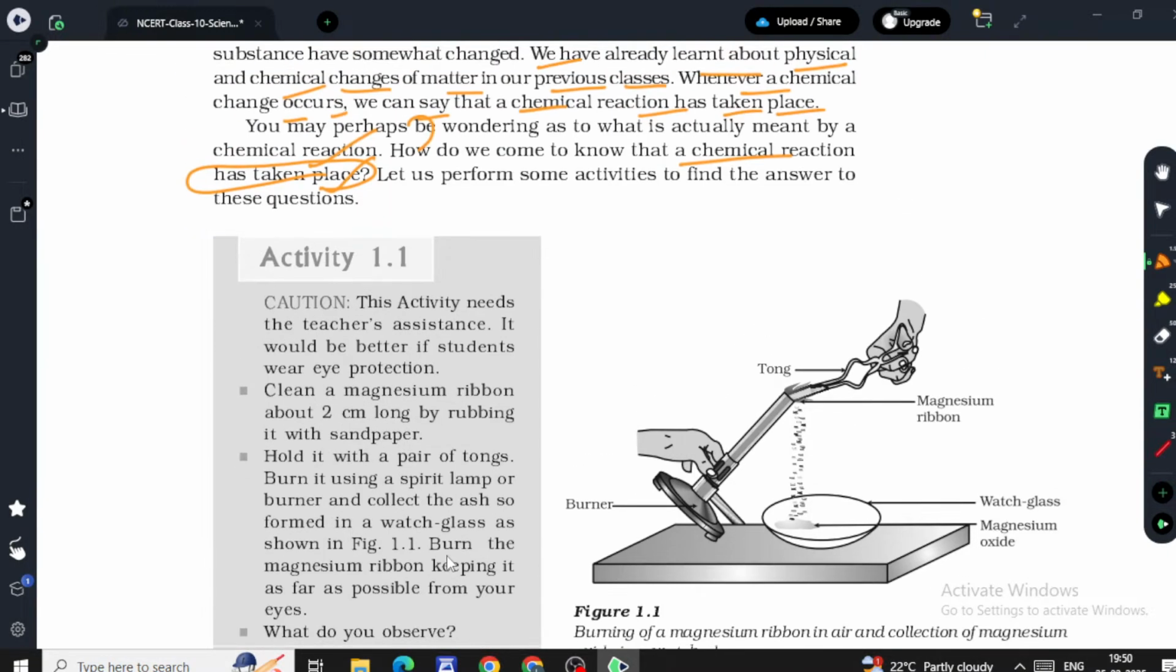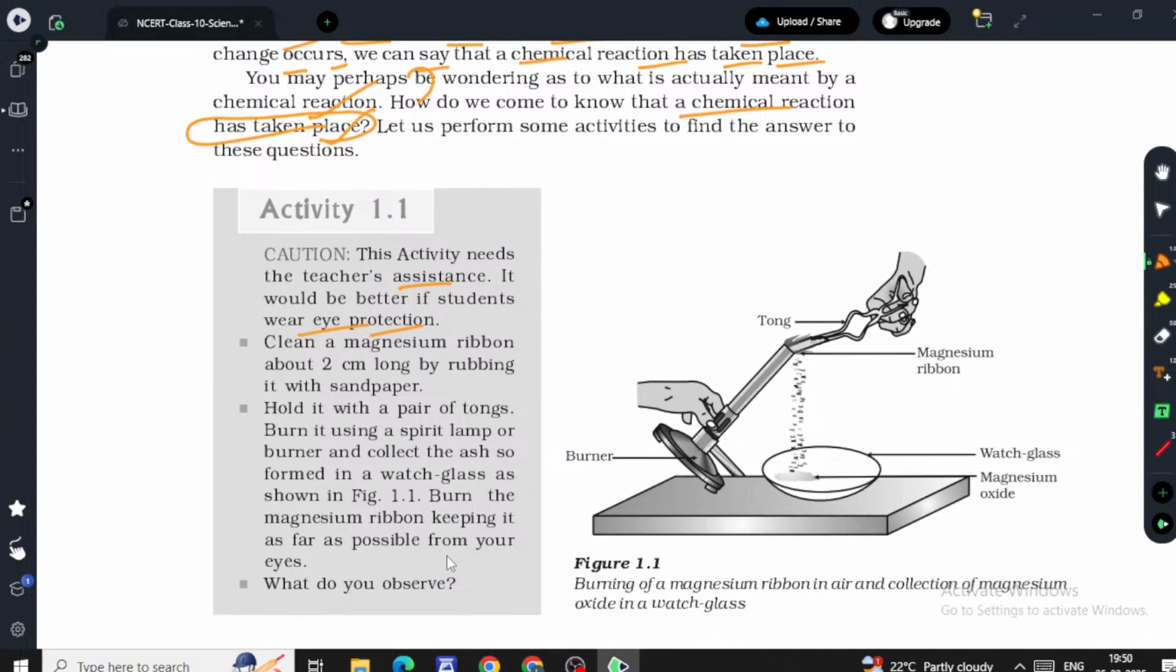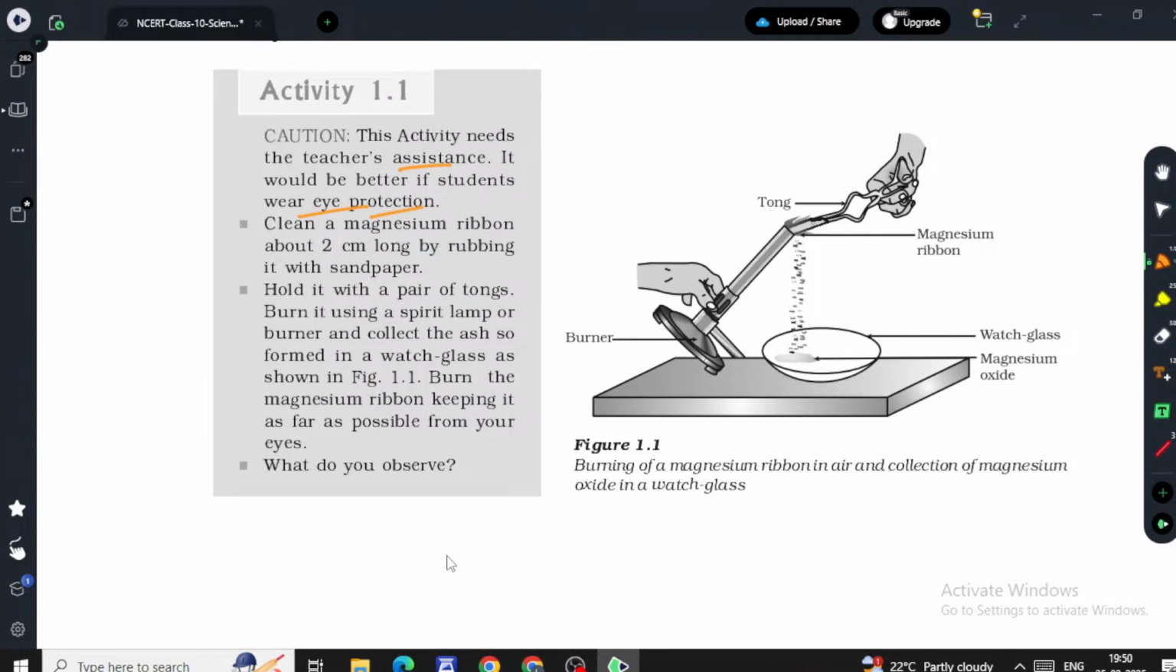Now the activity. The activity needs the teacher's assistance. Okay, it would be better for students. Wear eye protection, it is a basic thing we need. Clean a magnesium ribbon. And this is my first class which is totally in English language, so please cooperate with me. Okay, thank you all of you. Hold it with a pair of tongs, burn it using a spirit lamp or burner, collect the ash. Okay, these are the ingredients.